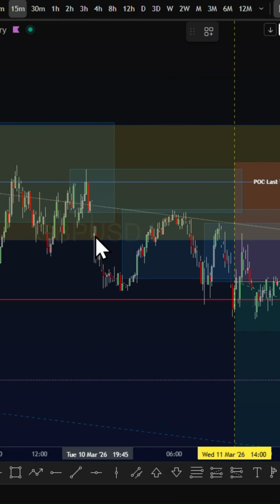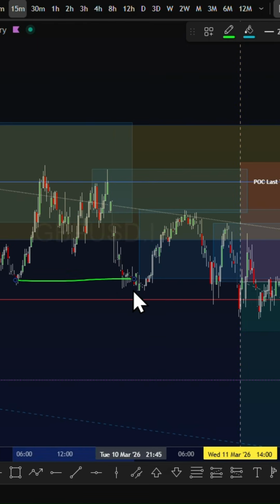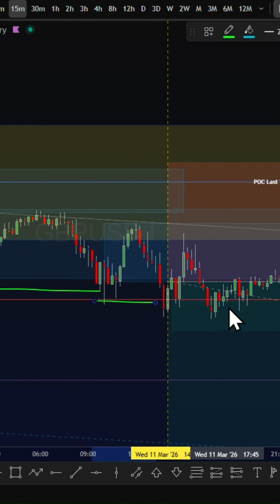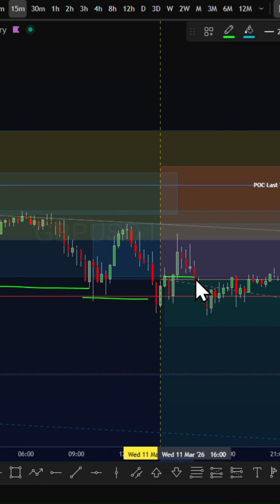I go to the 50 minutes. You can see it clearly. We still have this structure breaking to the downside. We have a third break right there. If I zoom in, you can see this is where I enter, just before the New York session. I get in the trade right there.